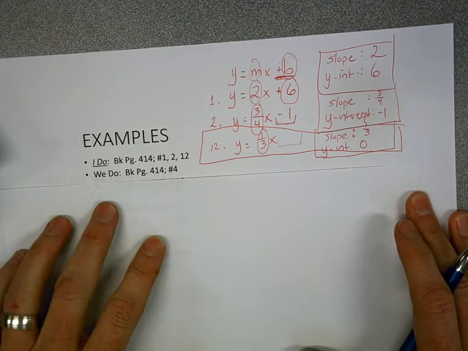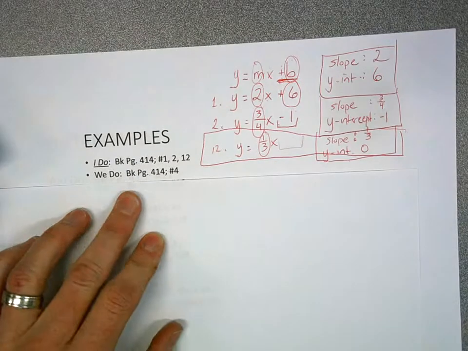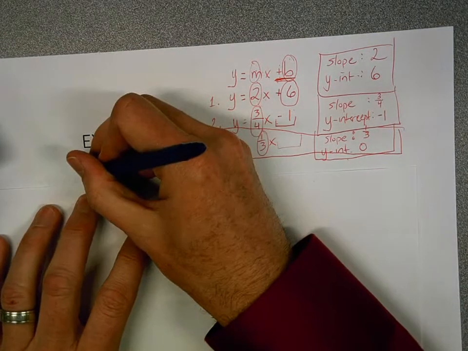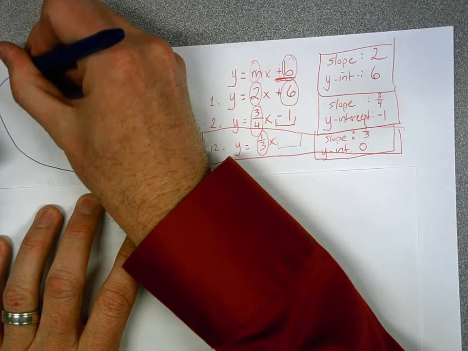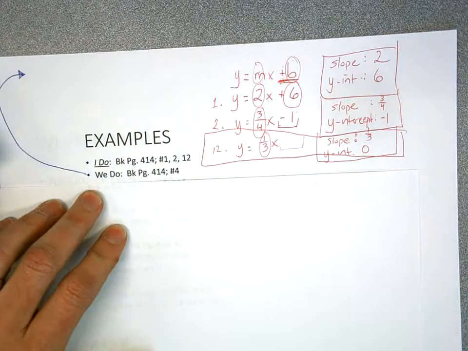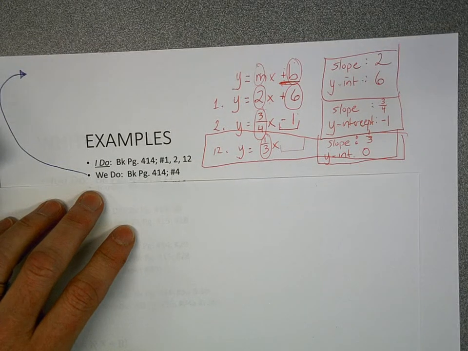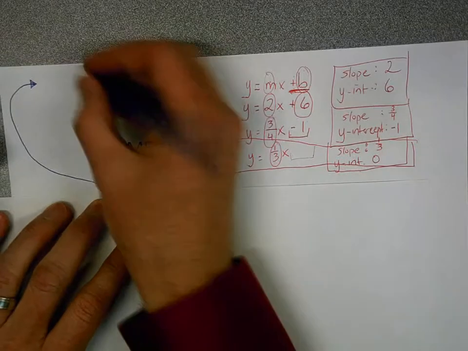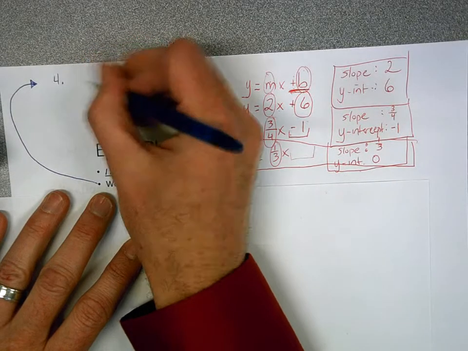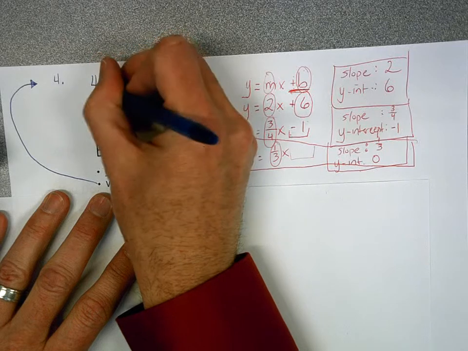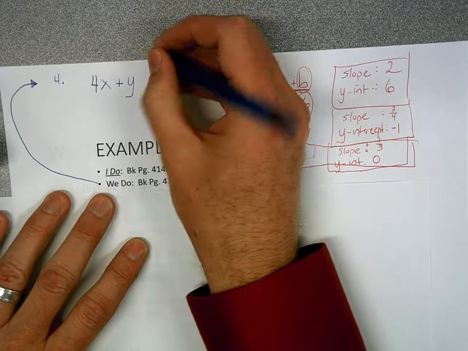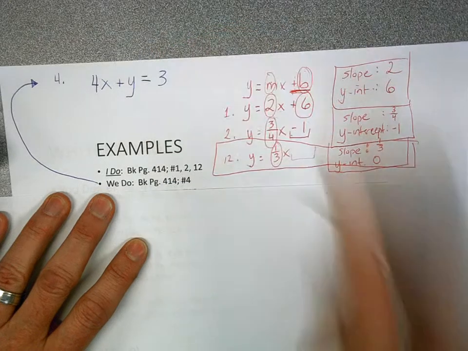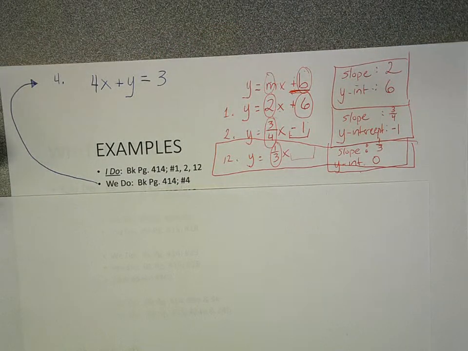Okay, so here we go. Let's take a look at problem number 4 on page 414. So same directions, right? What we just were talking about. State the slope and the y-intercept of the graph of each equation. So if you take a look at problem number 4, it has 4x plus y is equal to 3.